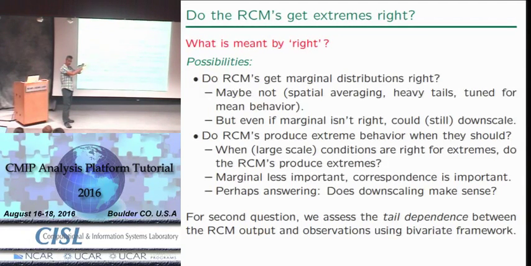Now, the marginal distributions might not correspond, but what we wanted to know was, if the boundary conditions are such that the observations are producing their most extreme behavior, their most extreme precipitation, does the climate model also produce its most extreme precipitation? Whatever the numbers are associated with that. I just want to know if it's getting extreme when it should.